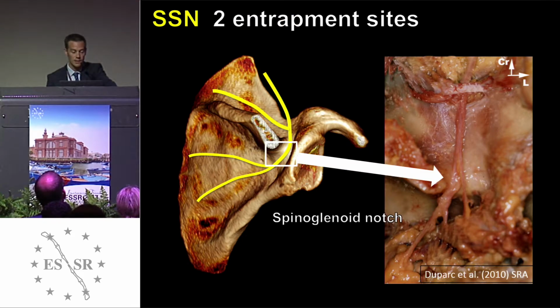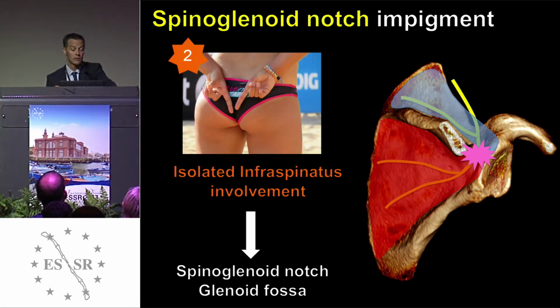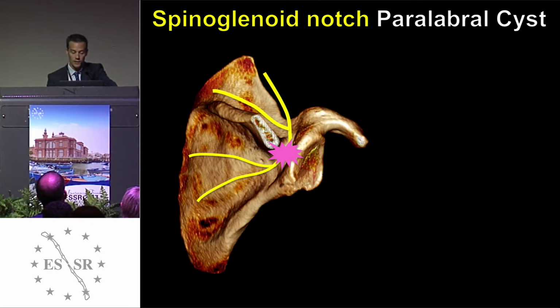The second site is the spinoglenoid notch. At this location, you have a very specific and very frequent cause, which is paralabral cysts, and I will show you later. Just to remind you that if you have an involvement of the nerve at this level, you have an exclusive, a sole involvement of the infraspinatus muscle. It's important to look at. So, if you have an isolated infraspinatus involvement, have a very acute look at the spinoglenoid notch and the glenoid fossa.